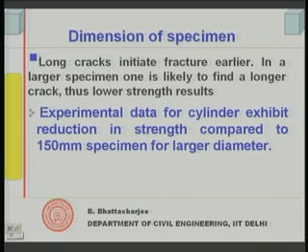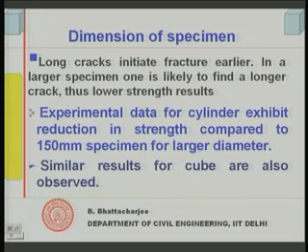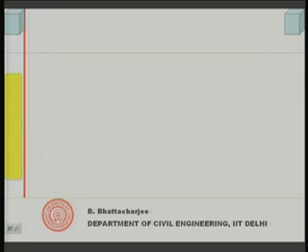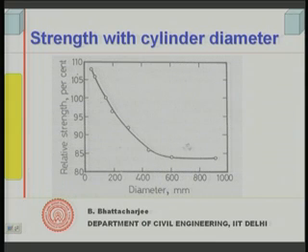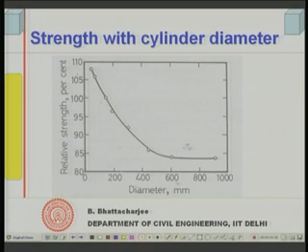Experimental data of cylinders exhibit reduction in strength compared to the 100 millimeter specimen for larger diameter, right. So, when the diameter changes, experimental data show that there is a reduction in strength, and you have similar results for cube strengths also. Let us see how these strengths look. You see, the strength of the cylinder with the diameter is something like this. As you can see, as you go on increasing the size beyond 600 millimeter diameter, there is hardly any reduction in the strength, but before that there is a reduction in the strength.